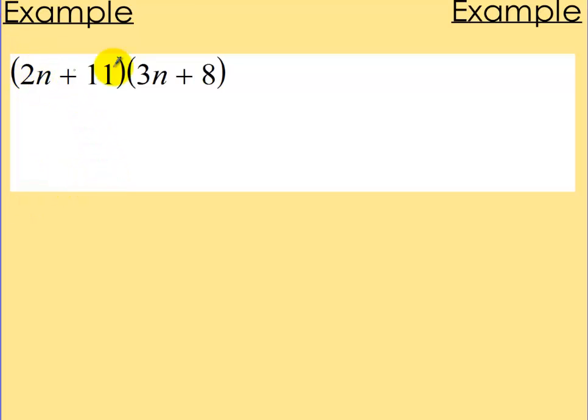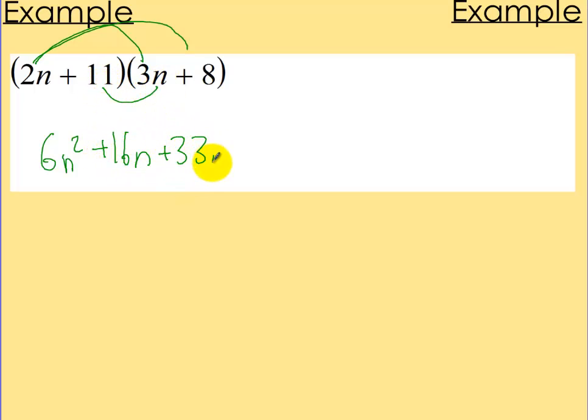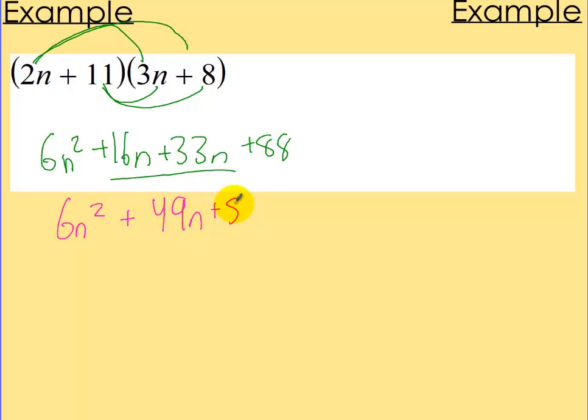All right, there's coefficients to these variables, but that's okay. I'm going to do the FOIL method for this one. 2n times 3n is going to be 6n squared. 2n times 8 is plus 16n. 11 times 3n is plus 33n. And 11 times 8 is plus 88. Combine like terms right here and here. You're going to get 6n squared, and then 16 plus 33 is going to be 49n plus 88.